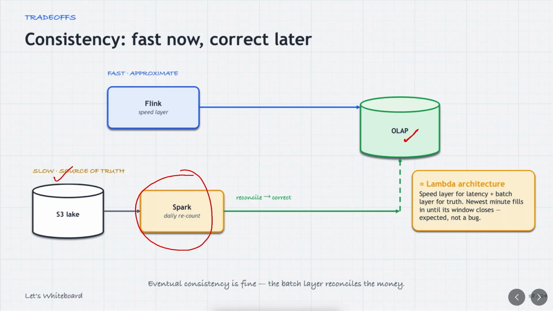And this is usually called lambda architecture, where we have two types of layer. One is a speed layer from where we are getting data in near real time, and then we also have a batch layer which we use to reconcile and be sure that whatever data we are showing is correct.